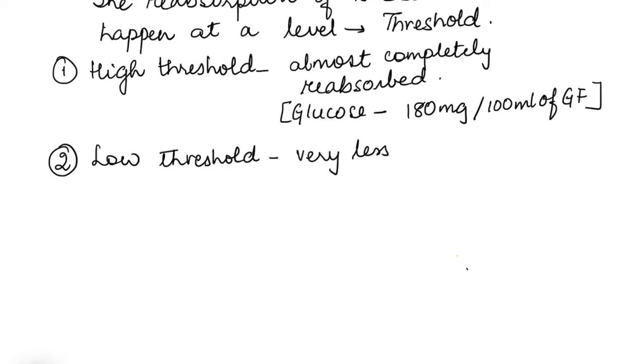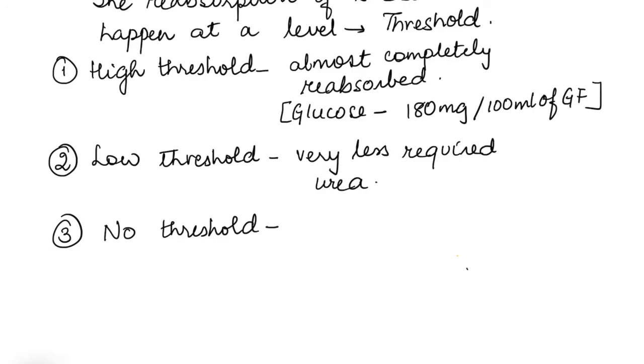Then there is a low threshold level where substances which are very less required, like urea, so very less amount of this is reabsorbed, maximum is excreted in the urine. Then there are substances which are of no threshold value, so they are not required at all, like the creatinine, which is completely eliminated.